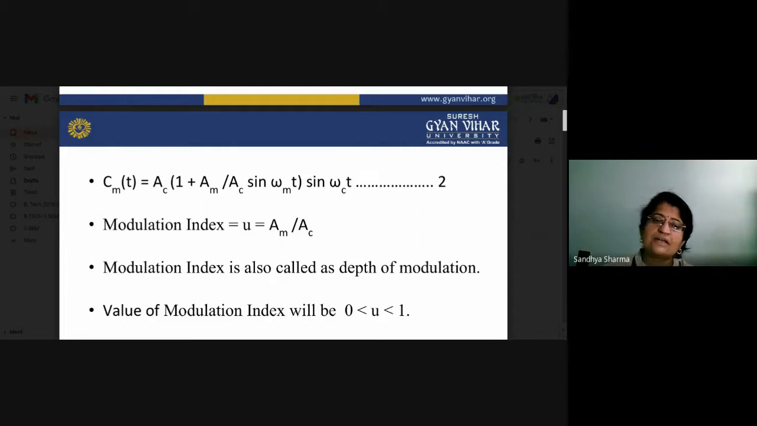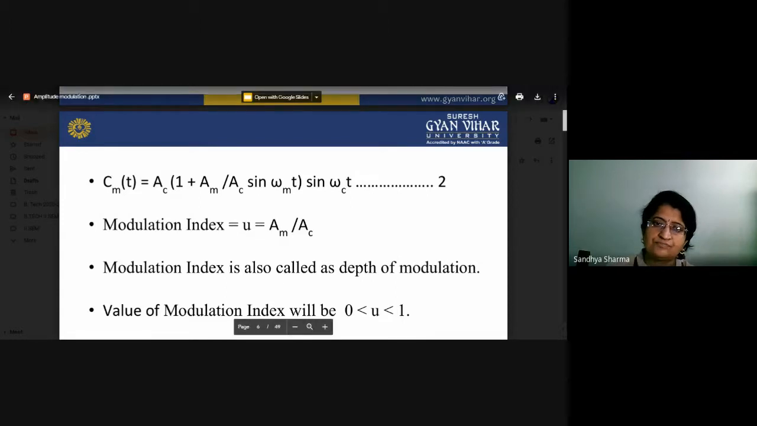Generally, the value of our modulation index varies between 0 and 1, meaning it should be greater than 0 and less than 1. This is the perfect modulation in an amplitude modulation system.